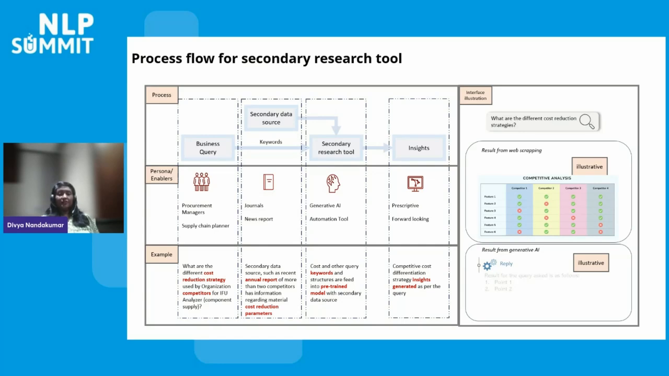And using the secondary research tool, which is enabled using the Gen AI automation tool, it will read some of the keywords which are posed as part of the query, and based on the pre-trained model, it will try to extract all the information from the secondary data source and showcase it as the insights. It could be prescriptive or forward looking, but the insights would be delivered in a readable format.